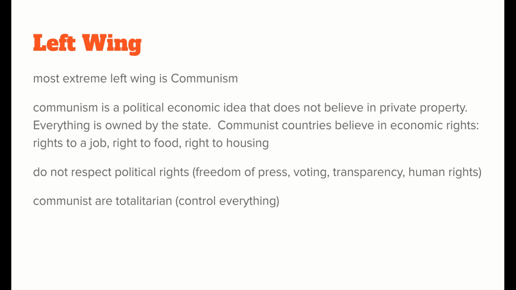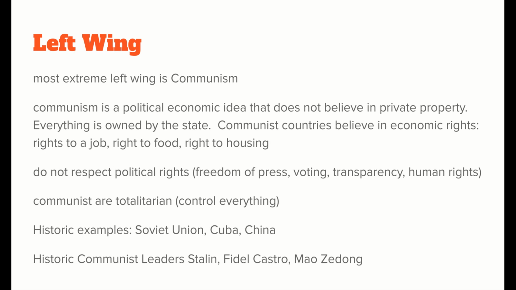Communists, for the most part, are totalitarian. They control everything. Historic examples are Soviet Union, Cuba, and China. China is theoretically a communist country currently. The Soviet Union broke down and it's now Russia, and Cuba is no longer communist either, or only quasi-communist.